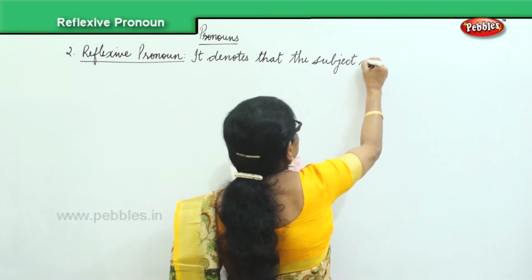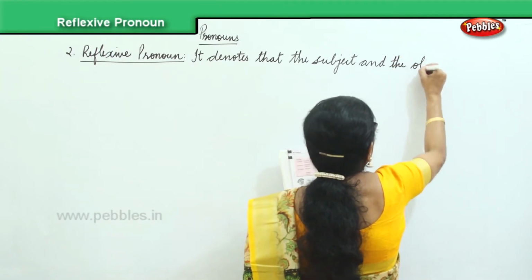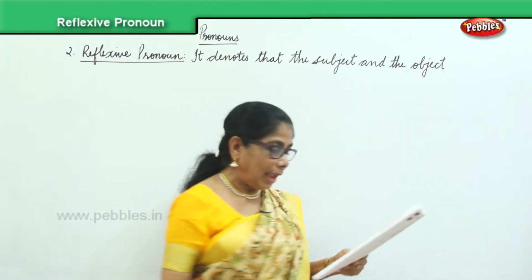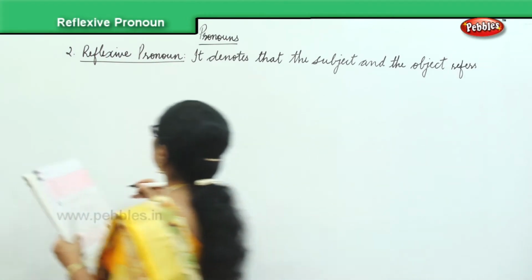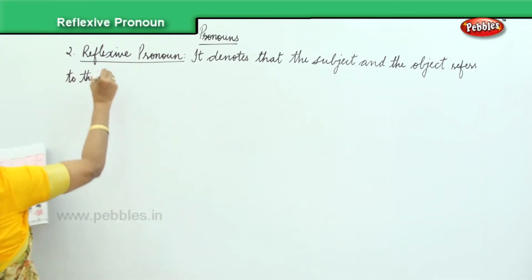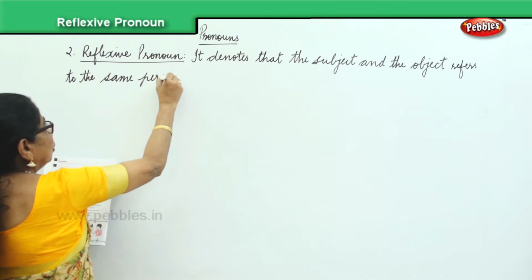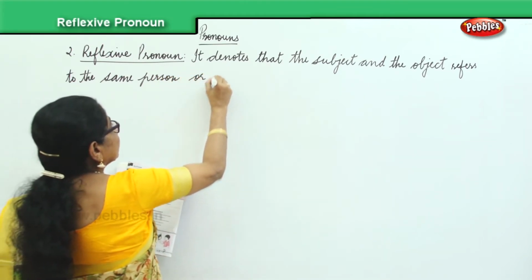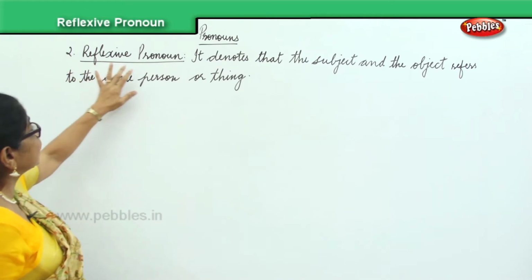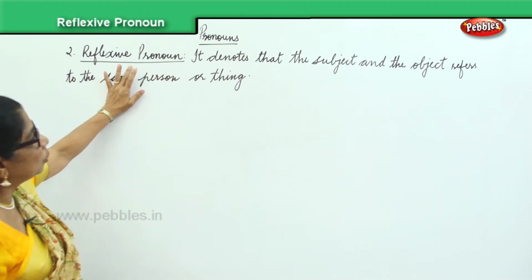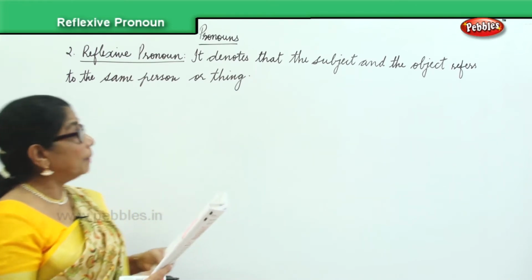the subject and the object refer to the same person or thing. When you're talking about pronouns, this is the reflexive pronoun, the second part. The reflexive pronoun denotes that the subject and the object refer to the same person or thing. And here are some examples for you.